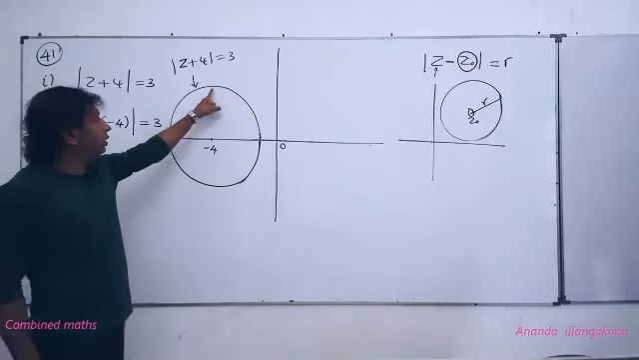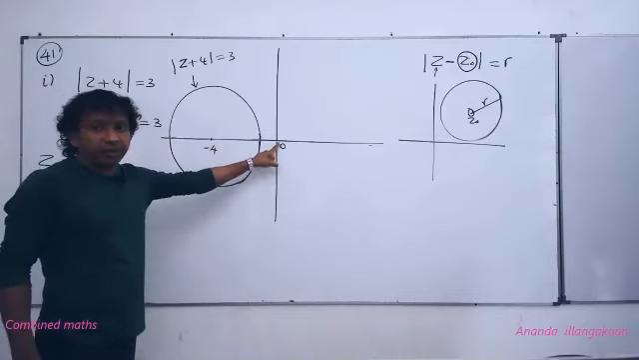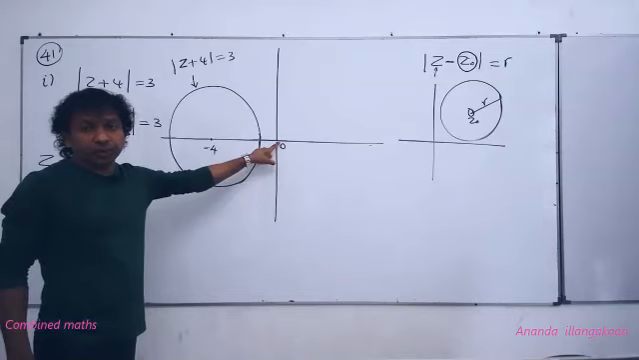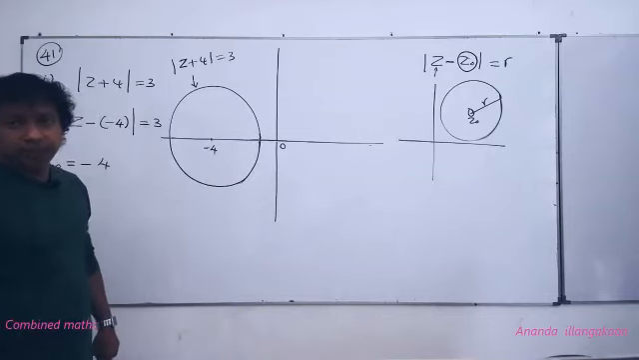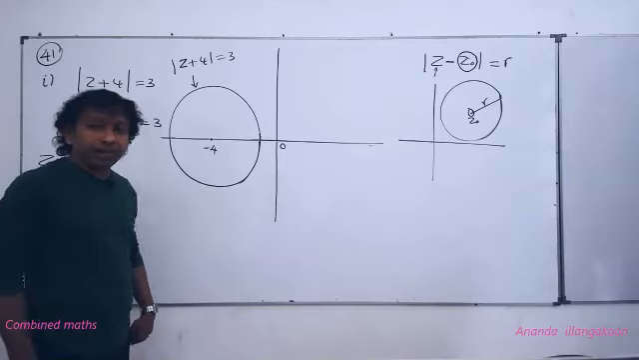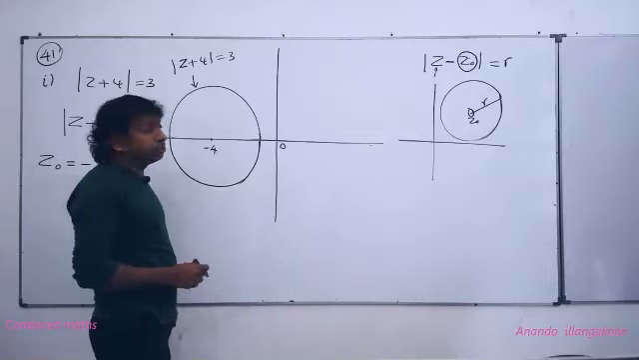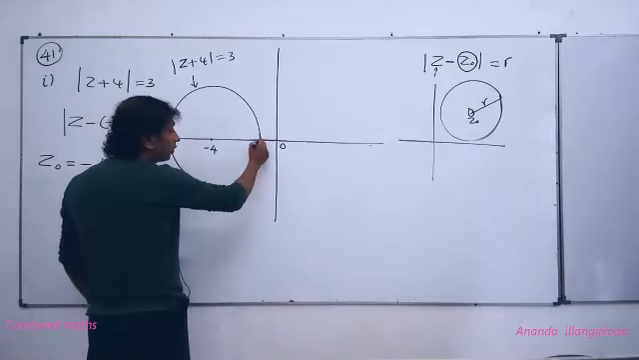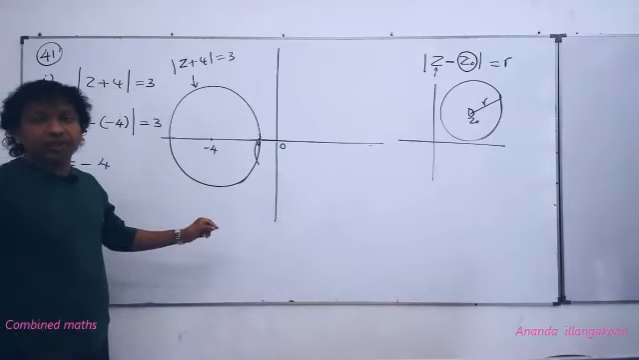Now our complex numbers lie on this circle. Then the minimum modulus complex number on the circle means the shortest distance from the origin to the circle. When we draw a line from the origin to meet this circle, the line segment should have the least length. You can see, when we draw lines from this origin to meet this circle, the least length comes when we draw the line along the negative real axis. This is the least length. The complex number here is the complex number on the circle having the minimum modulus.